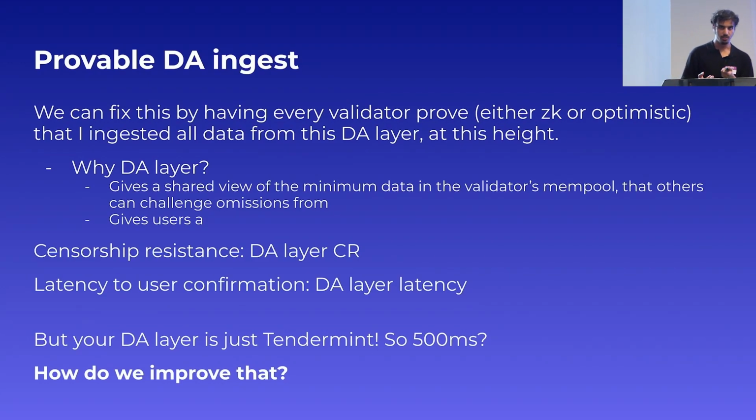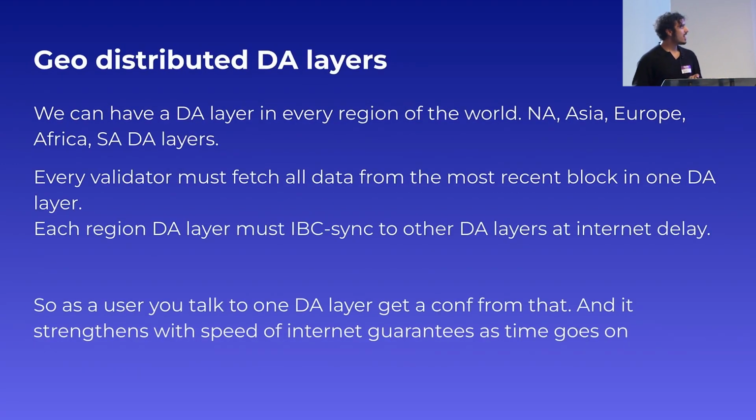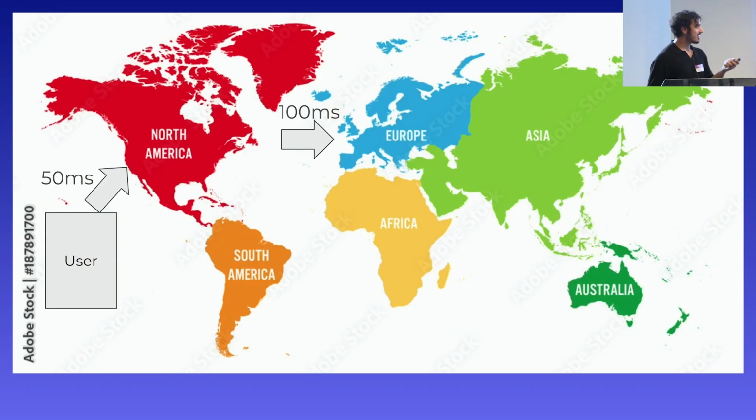How do we improve this though? Can we get better than 500 milliseconds with this throughput guarantee? And what's cool is we can. We can imagine we have geo-distributed DA layers. So we have a DA layer in every single region of the world. Imagine you have a North America DA layer, a Europe DA layer, and an Asia DA layer. As a user, you talk to the DA layer that's local to you, with around 50 millisecond timing.